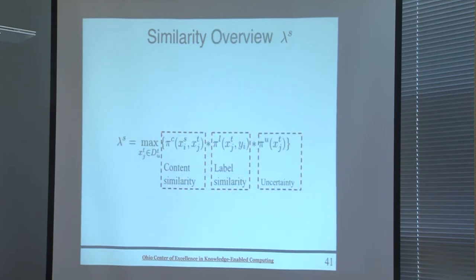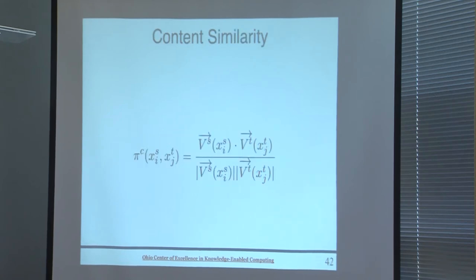So then what do I do? Again, I give you an overview here. First, we have the content similarity, then I have the label similarity. And then I added one more thing, which is uncertainty. I will start explaining what I mean by uncertainty here. So first, let's look at content similarity. I use two vectors to represent the tweet, where the superscript S means the tweet, and the superscript T stands for the target domain sentence, right? So I use vectors to represent a tweet and the target domain sentence. And then this is the standard cosine similarity computation to calculate the similarity.